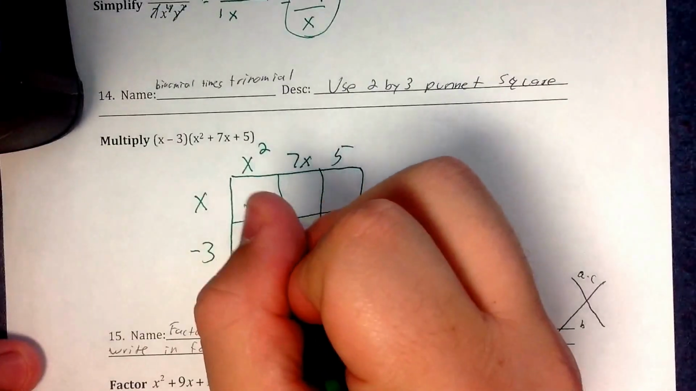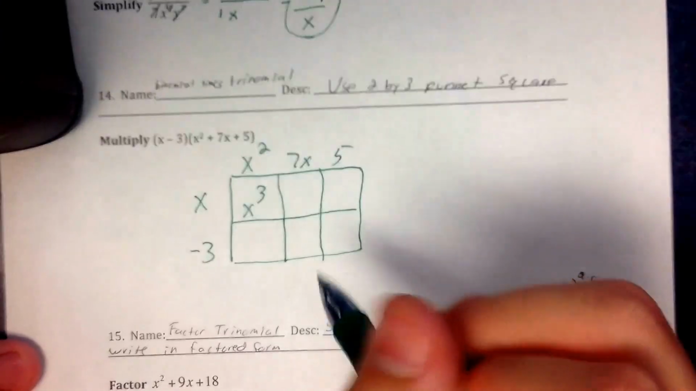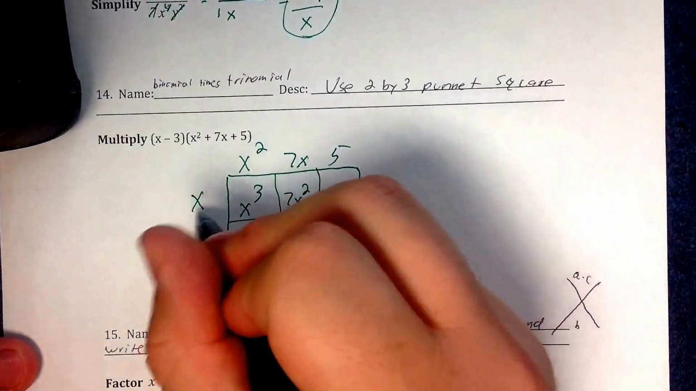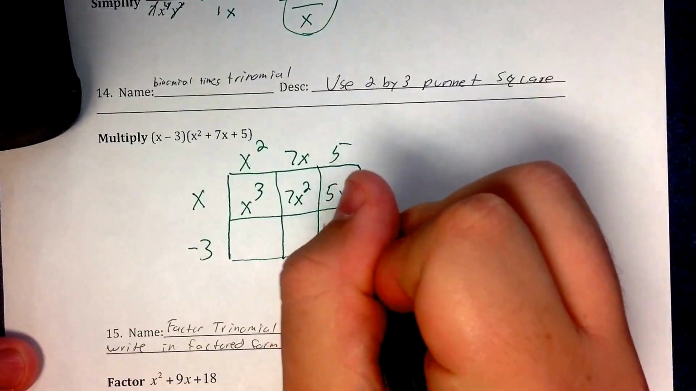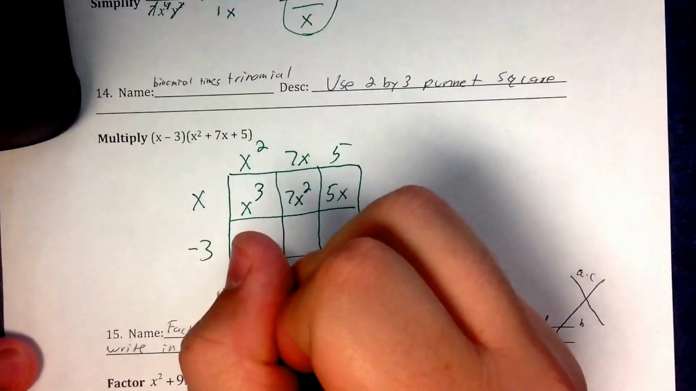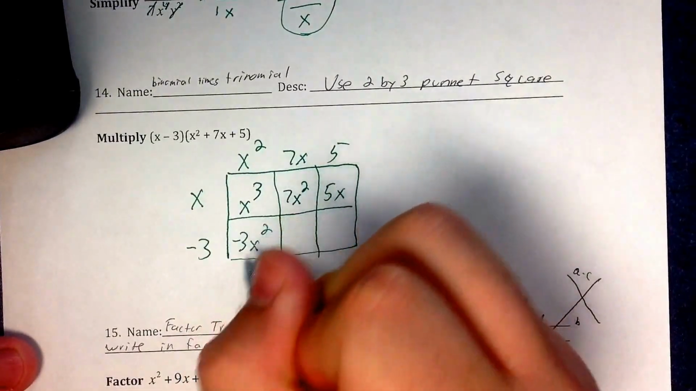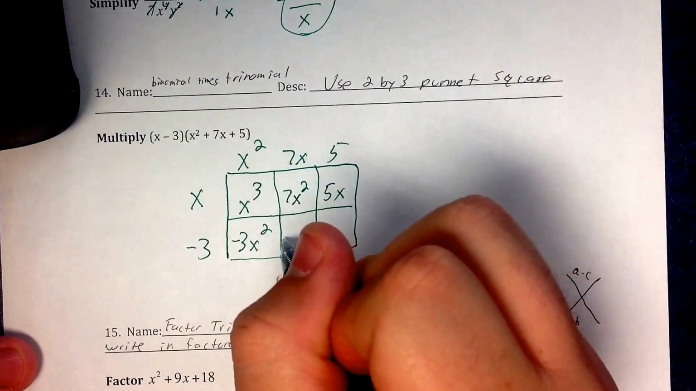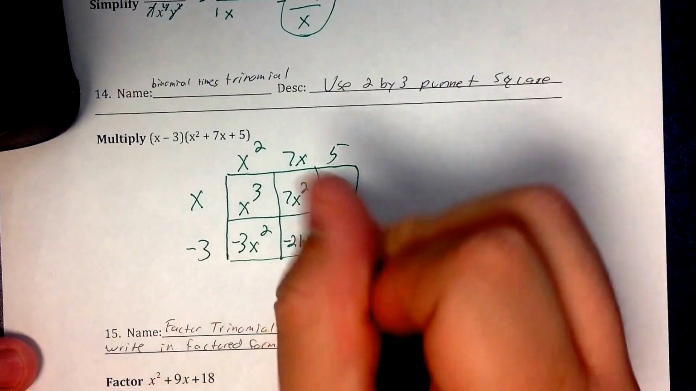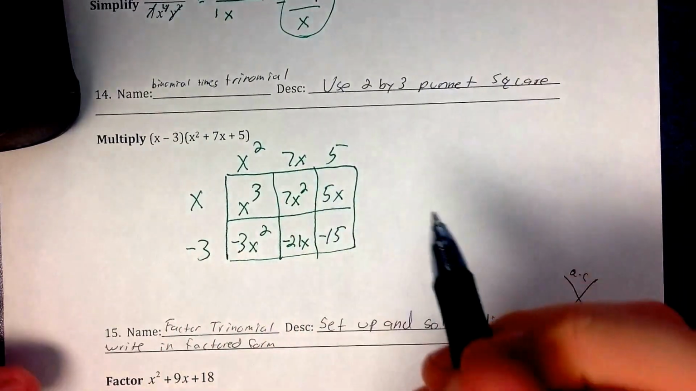So x times x squared is x to the third. X times 7x is 7x squared. X times 5 is 5x. Then I've got negative 3 times x squared is negative 3x squared. Negative 3 times 7, negative 21x. And negative 3 times 5 is negative 15.